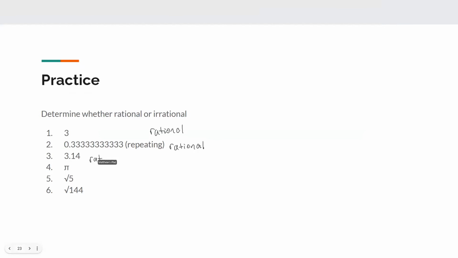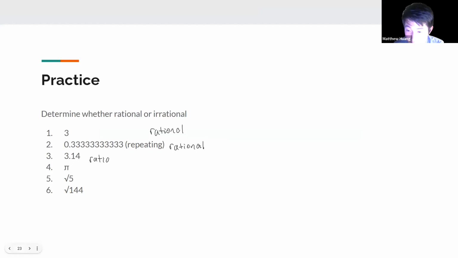Wait, what are we supposed to do? Are we supposed to list all of them? Just determine whether they're rational or irrational.